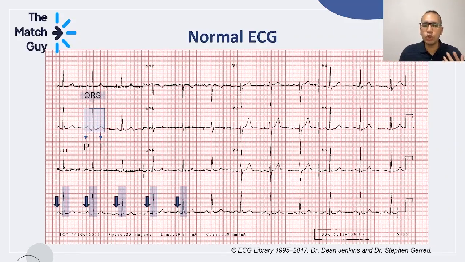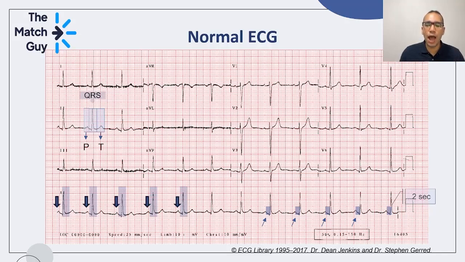Now, the second thing I want you guys to focus on is the PR interval, which is the distance between the P wave and the R wave, and it should normally be 0.2 seconds or one large box. And this number is super important because it's going to be affected in a number of pathologic conditions that we're going to talk about later in the video.